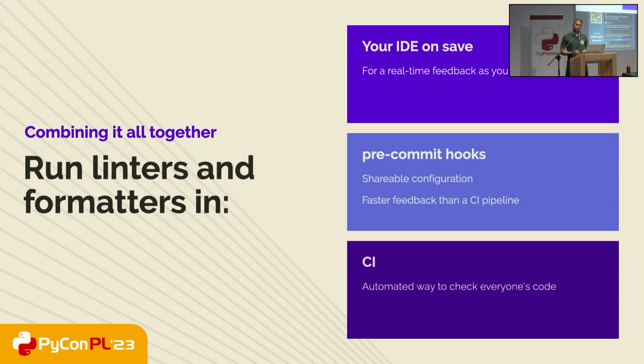And finally, still use CI to have an automated way to check everyone's code. That way you don't have to chase people to fix their pre-commit setup. If their code doesn't match the standard that you have established in your project, now this is their problem and they have to fix it.